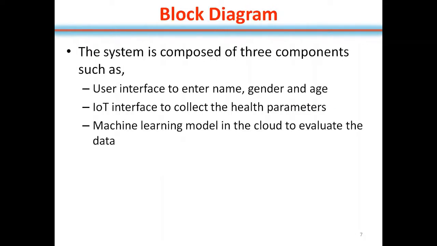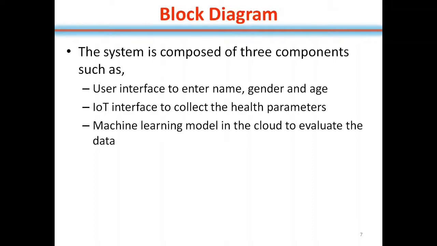The block diagram of this system is divided into three parts. First part is the user interface, where the user has to enter his name, gender, and age. And the next part is the IoT sensor interface, where the sensors will automatically collect the data. And the third part is the machine learning model, which is deployed in the cloud.